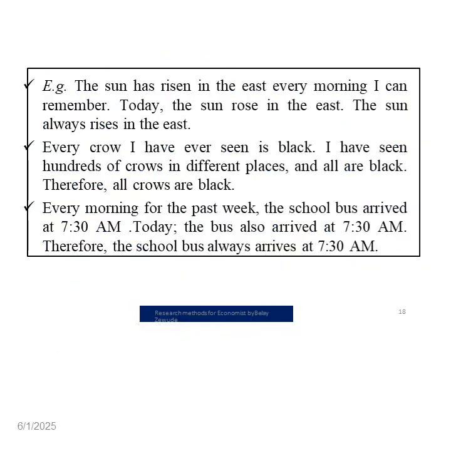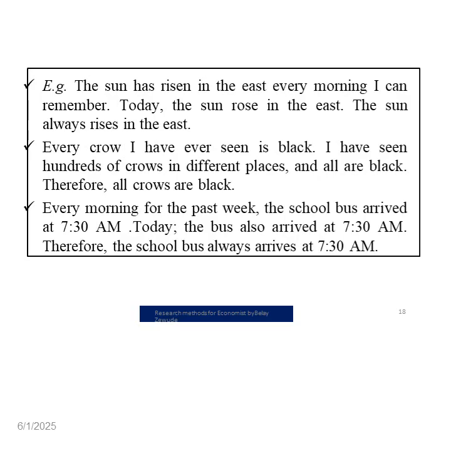Then we take an example for inductive reasoning. The sun has risen in the east every morning. I can remember this. Everyone knows it. Today, the sun rose in the east. The sun always rises in the east. This is a general one. We start from specific, then we come to a general. This is a very ordinary example to make it clear.